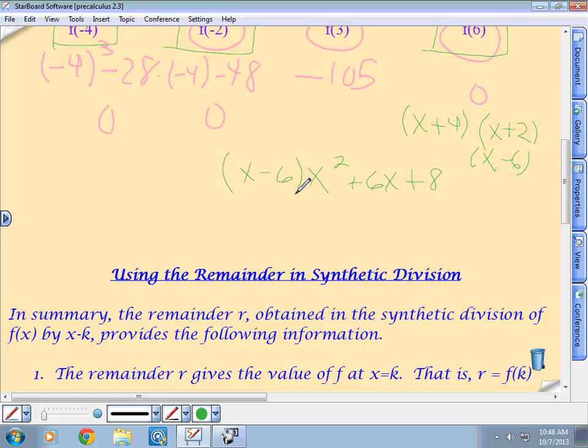I'll only do one at a time. X cubed plus 6x squared plus 8x minus 6x squared minus 36x, minus 48. So then you get 36 plus 44x minus 8.